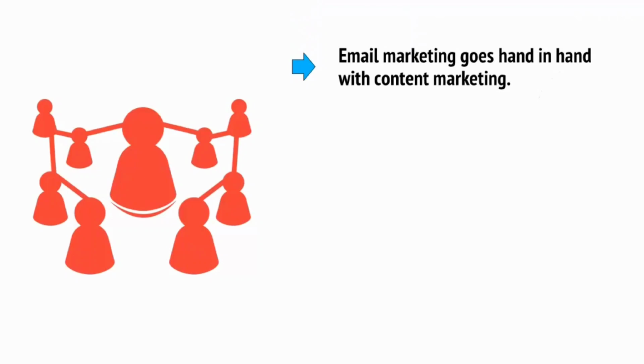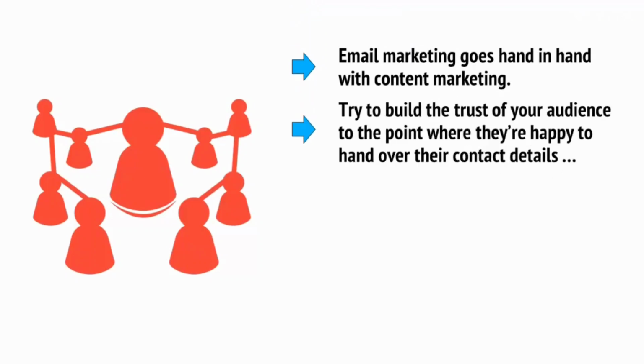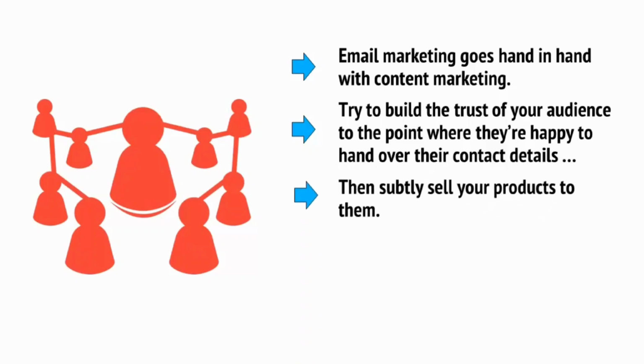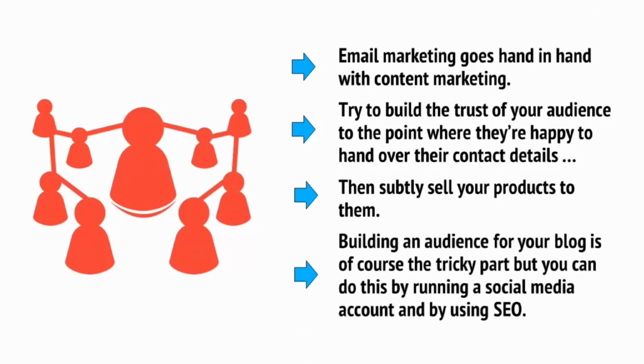Email marketing goes hand in hand with content marketing. Try to build the trust of your audience to the point where they're happy to hand over their contact details, then subtly sell your products to them. Building an audience for your blog is, of course, the tricky part, but you can do this by running a social media account and by using SEO.